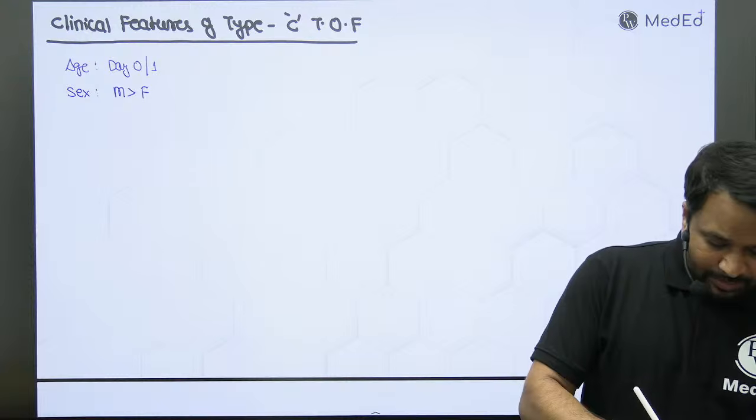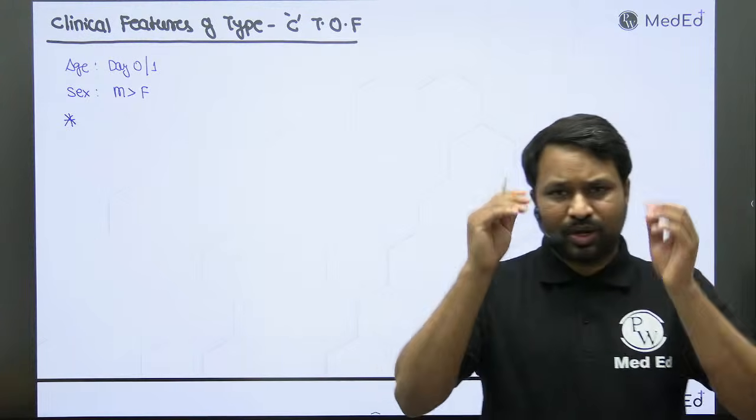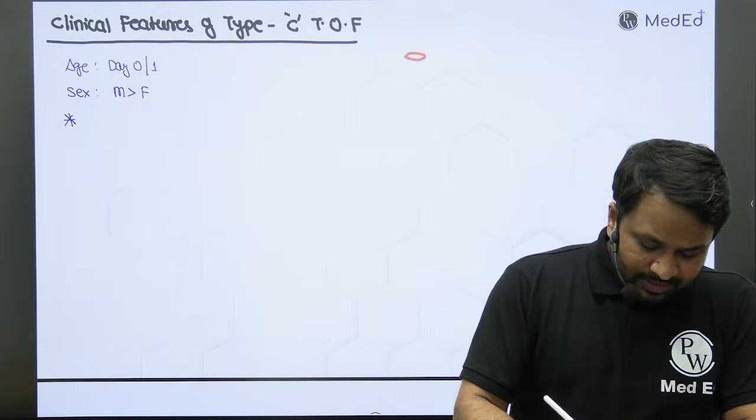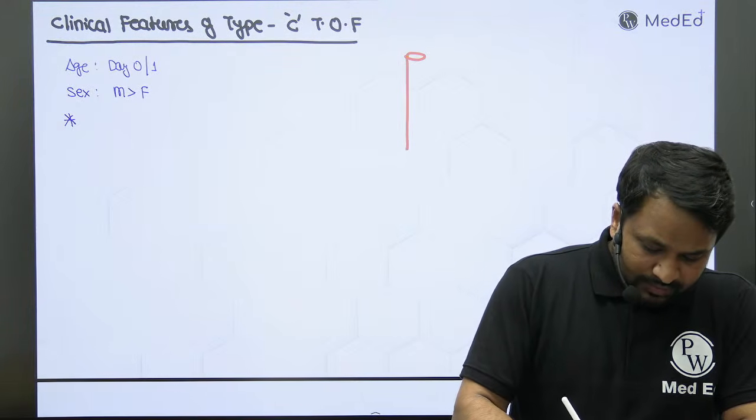So what will be the presentation? Now, in order to understand the presentation, you have to envision what we're talking about, right? So talking about a type C variety, in a type C variety, you have the trachea, which is here.